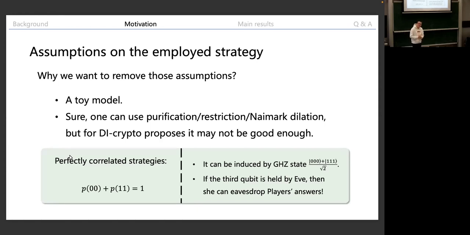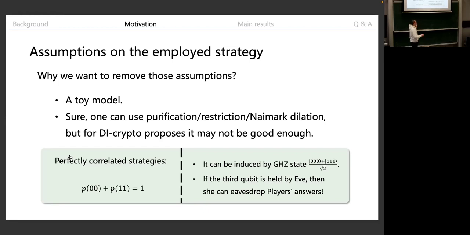Would you be able to say that in this case maybe your test is just insufficient? So I mean you can test if the state is entangled by having the players play CHSH.